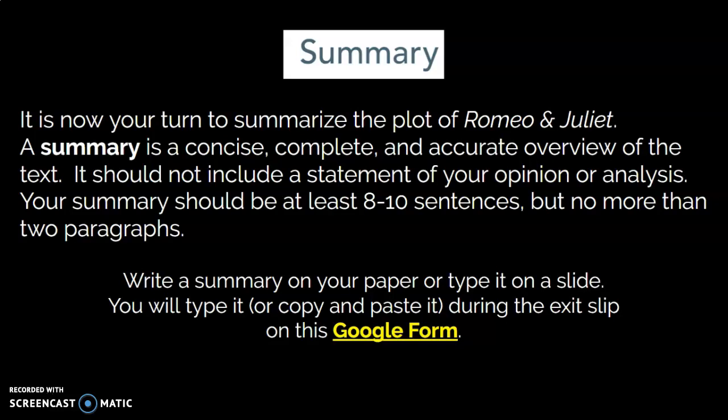Now, as you know, our unit is going to be using argumentative writing, and arguments sometimes need to make an objective summary first and then take a position. So we need to practice summary before we get into our argumentation. Your summary of this play should be at least 8 to 10 sentences, no more than 2 paragraphs, hitting the major points, but getting through the information pretty quickly.